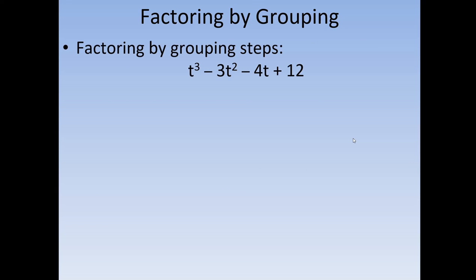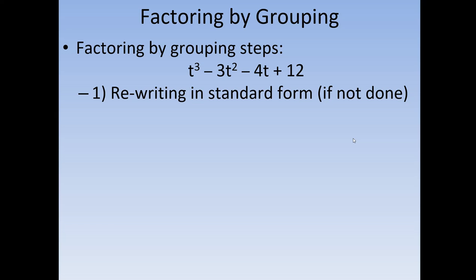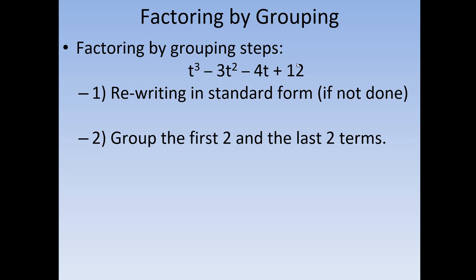So there's about 4 steps that you do with this. You take your polynomial, and first, if it's not done so yet already, you're going to rewrite it in standard form. It doesn't really have to be, but it should be somewhat in standard form. Remember that standard form means that it's decreasing in exponent. So you have your highest exponent here, then the next highest, all the way down until you get to the constant. So in this case, it's already written in standard form.